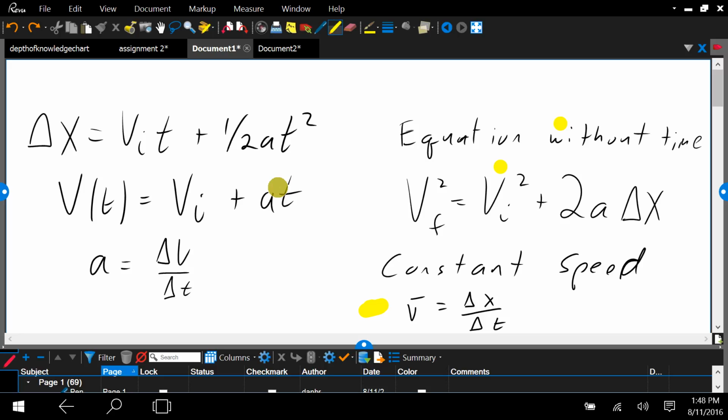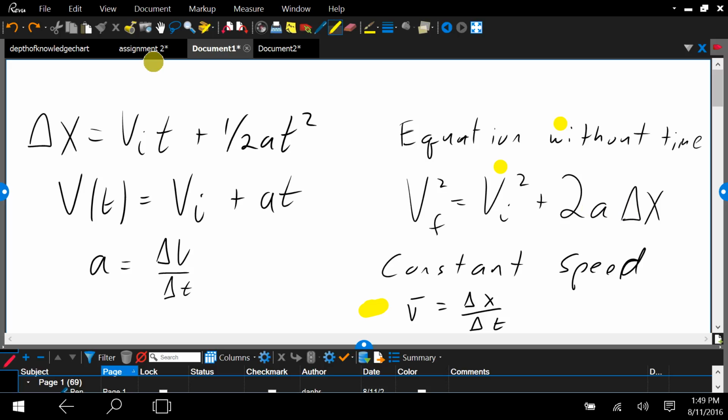Over here on the right-hand side, it says equation without time, and that means if you solve for t in one of these equations and plug it back into the other, you can get this equation where final velocity squared equals initial velocity squared plus 2 times acceleration times change in position. This is not even a new equation. It's an equation people use sometimes when they don't have time given, but you don't need it. It comes from the other equations, so you can very quickly and easily just use two equations over here to find the same unknown if you don't want to use this equation.